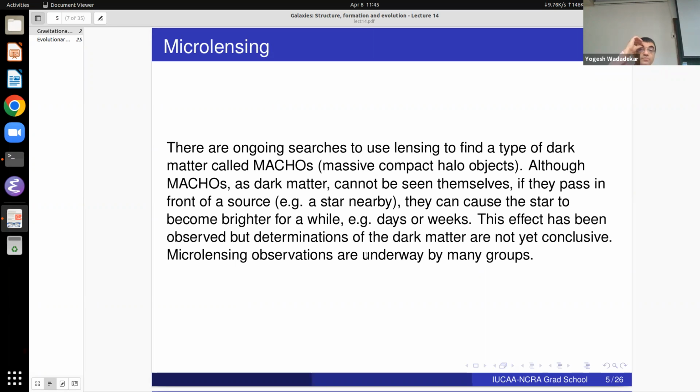This effect has been observed, but detections of the dark matter are not yet conclusive, in the sense that in order to explain all the dark matter that is observed, you need very large numbers of these kinds of lensing objects, which means if you're observing stars in the halo, you should see very frequent lensing events.